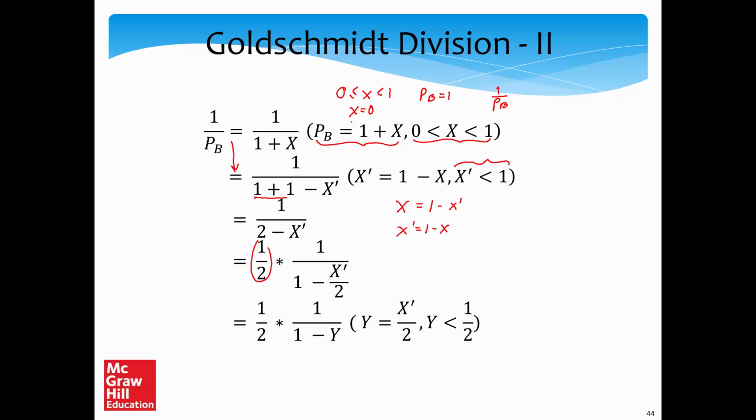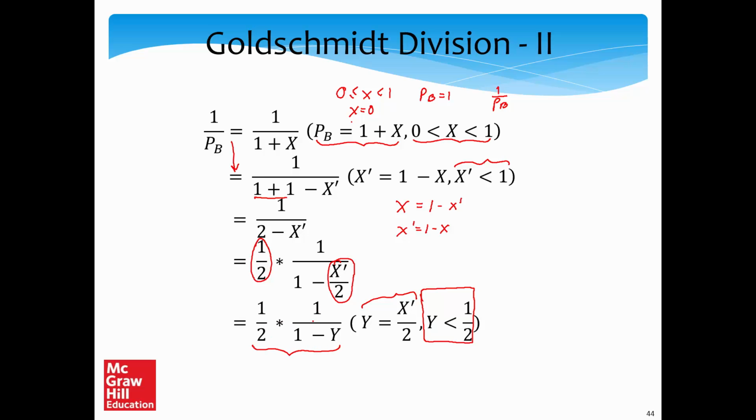I take the half outside. Then I have 1 divided by 1 minus x dash by 2. So this is half times 1 by 1 minus y, where I say that y is equal to x dash by 2. So this term is being represented as y. Since x dash is less than 1, y is less than half.